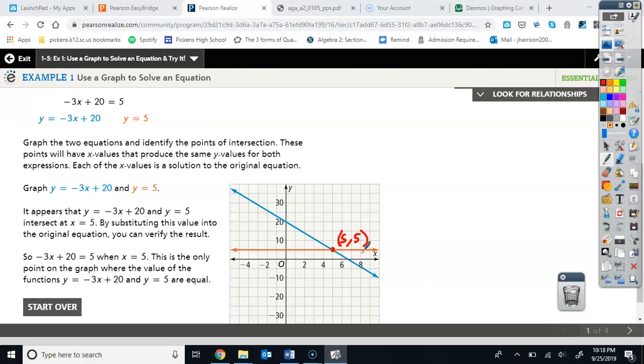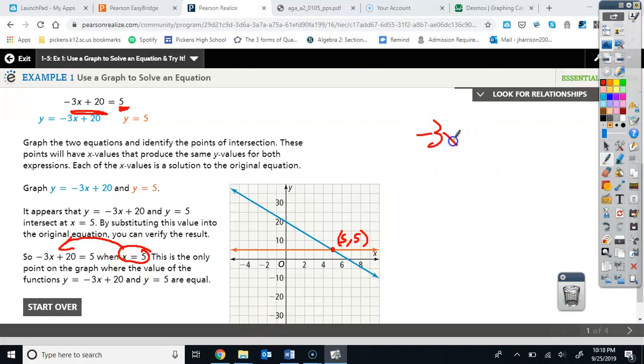But what were we looking for? We were looking for the x value that would make negative 3x plus 20 equal to 5. We weren't looking for the y value that they would be the same. We were looking for the x value that would make them both be the same. Now, it does have to be the same y value, but if you look, x is really what we were trying to solve for in the original. So x equals 5 should be the solution to this equation.